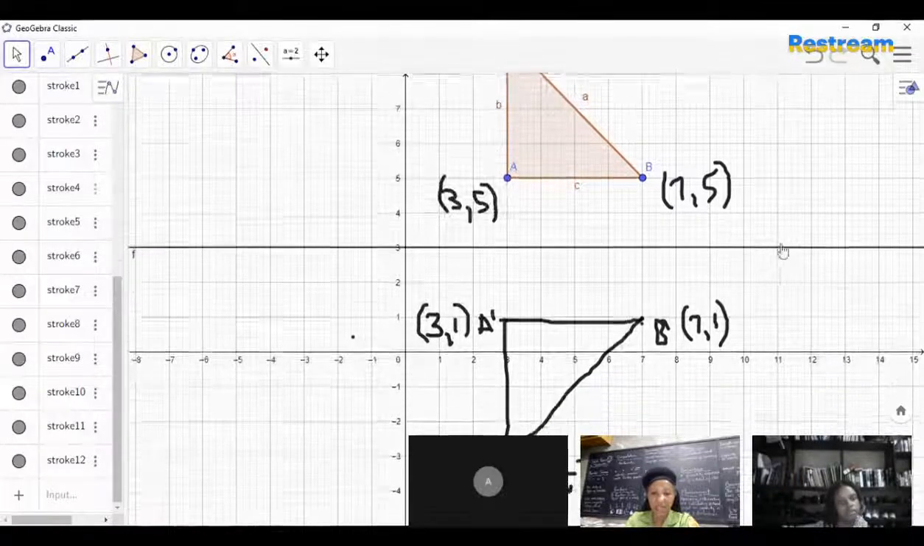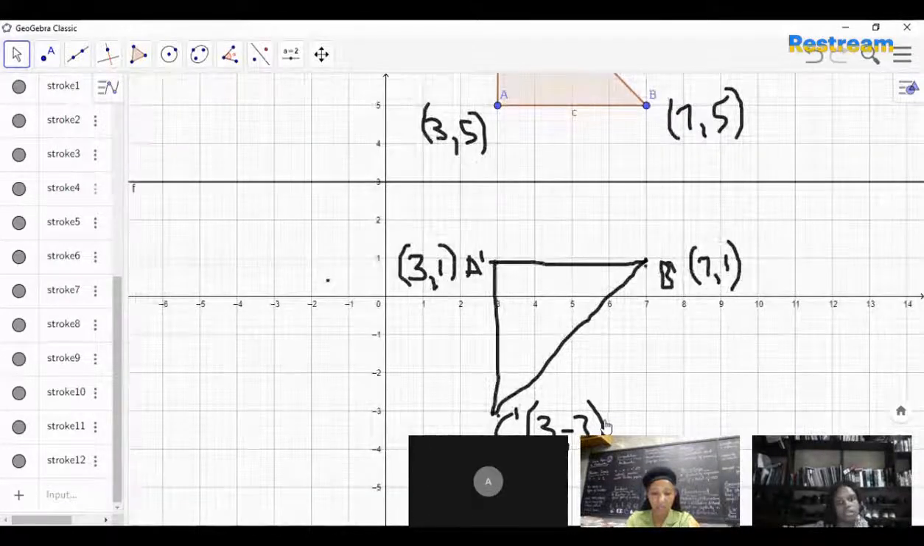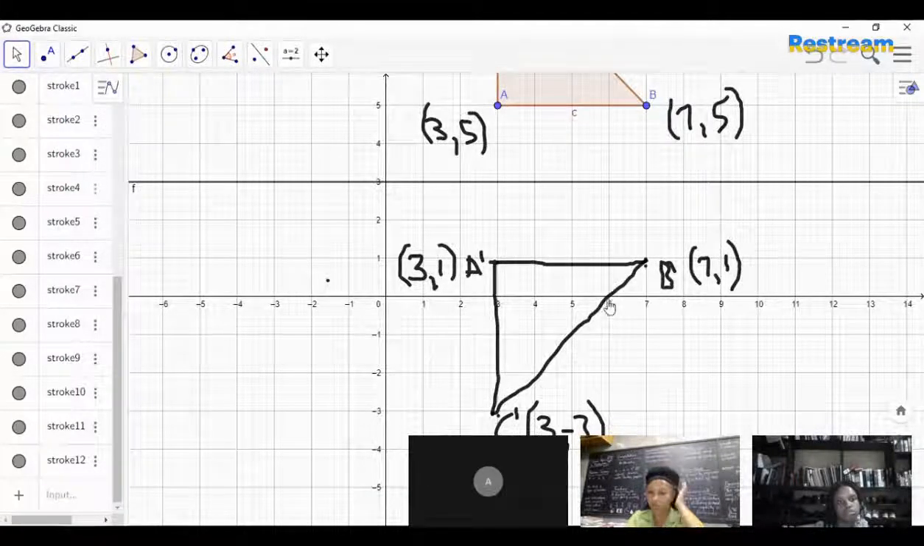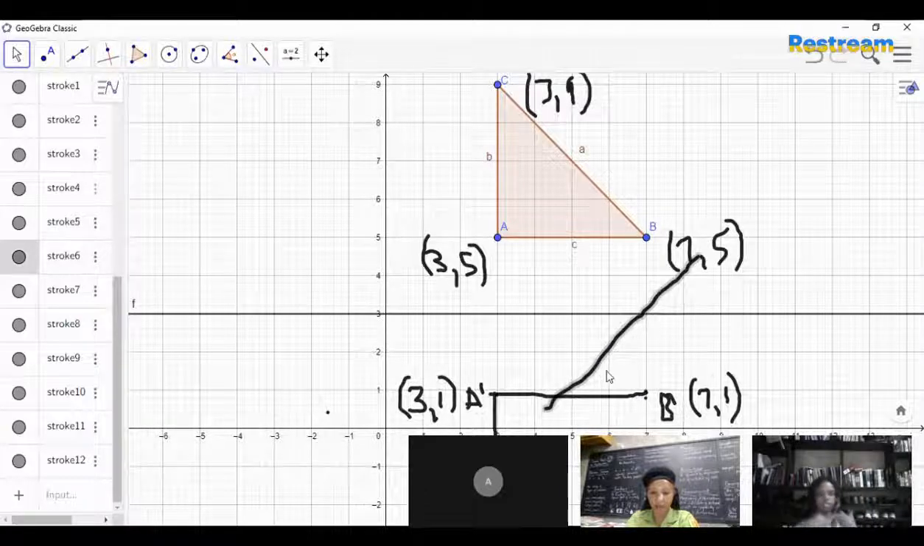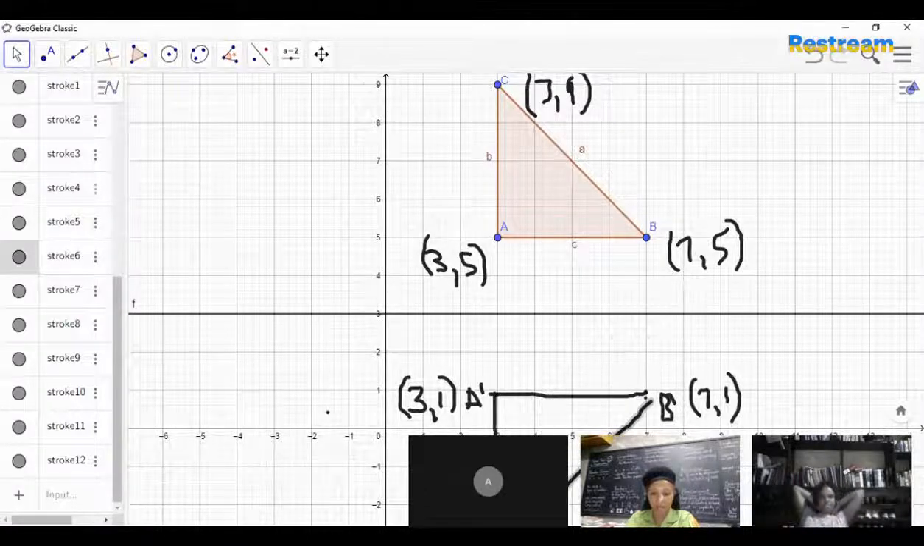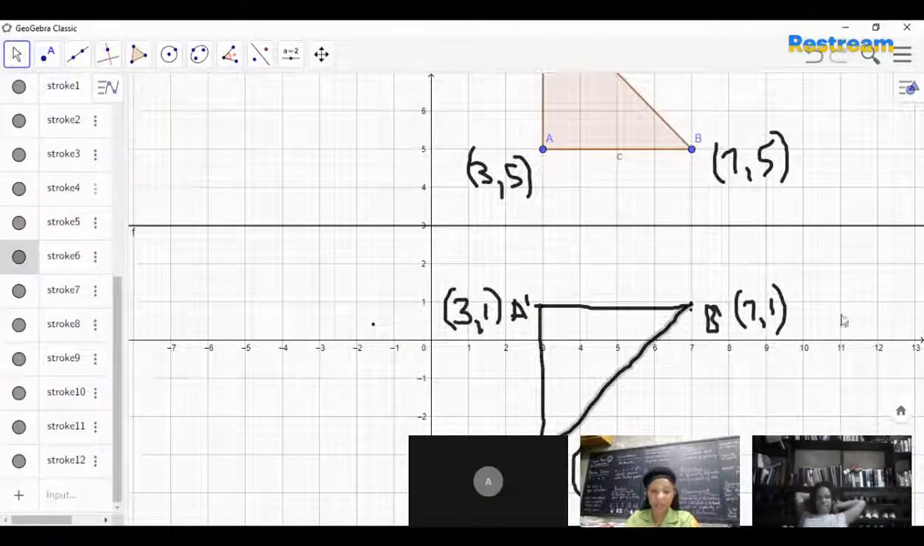Does it happen for this one? Negative, so 2 times 3 is 6, and 6 minus 9 gives negative 3. Negative 3. Yes, right.